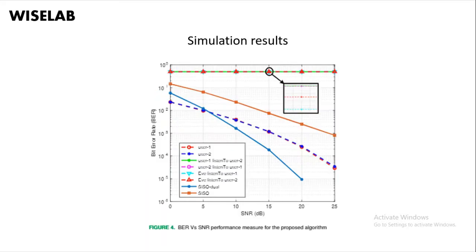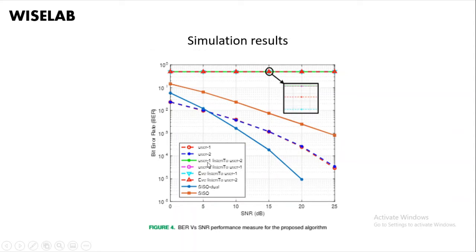So let's first of all look at the bit error rate. Here we observe the bit error rate of user 1 and user 2, and we also observe the bit error rate of single input single output utilizing dual transmission, and single input single output utilizing single transmission. Here we can clearly observe that having dual transmission is much better than having single transmission. Therefore, this particular system that we are using is much better. We can observe the BER of user 1 and user 2, and we can see that it's even better than conventional single input single output systems.